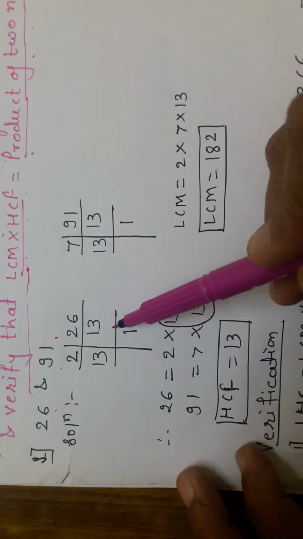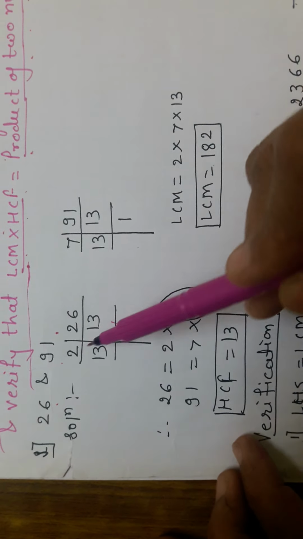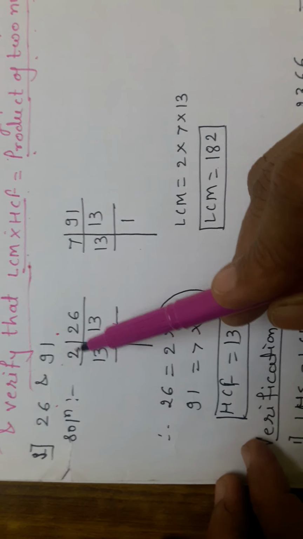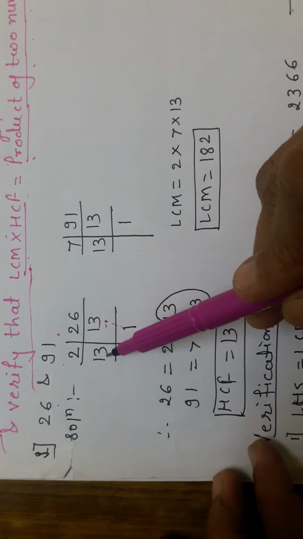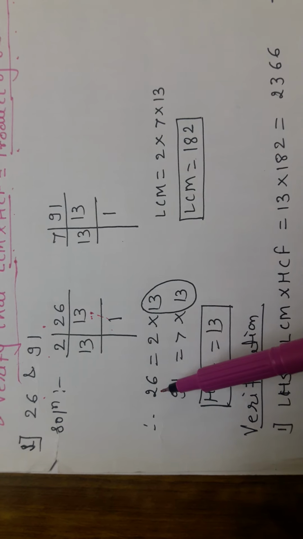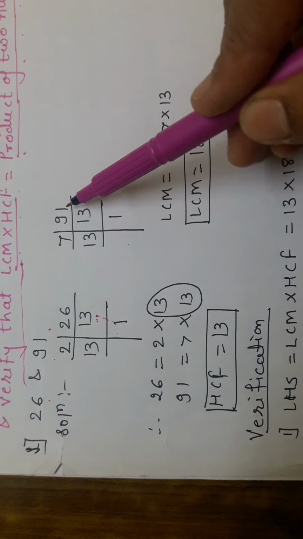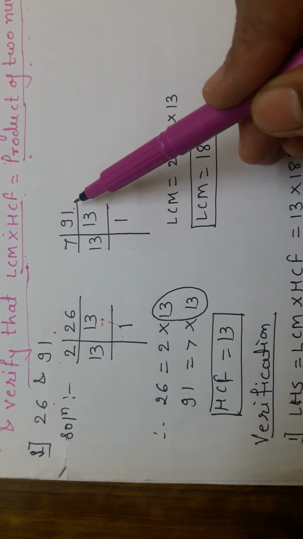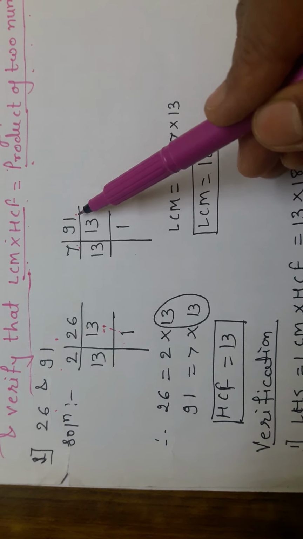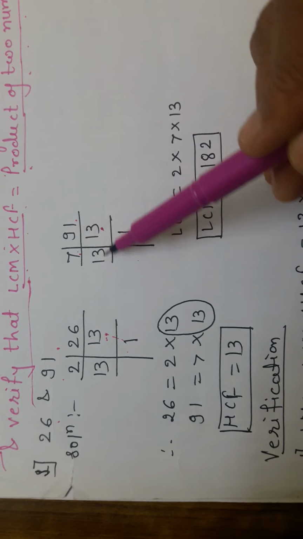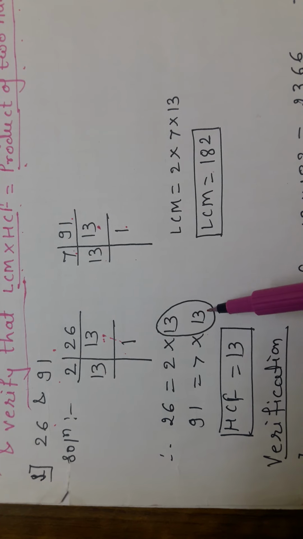We will first find the factors of these numbers. 26 is an even number, that's why it is divisible by 2. If we divide by 2, we get 13. 13 is a prime number, so 13 ones are 13. So the factors of 26 are 2 into 13. Next, 91. It is not divisible by 2, not by 3 and not by 5. The next number is 7. When we divide, we get 13. 13 ones are 13. So the prime factors of 91 are 7 into 13.